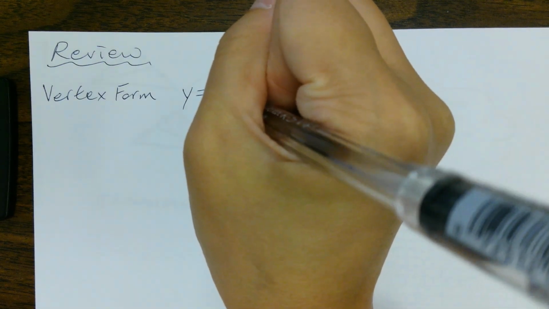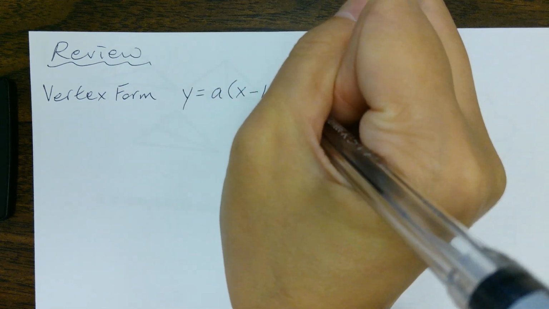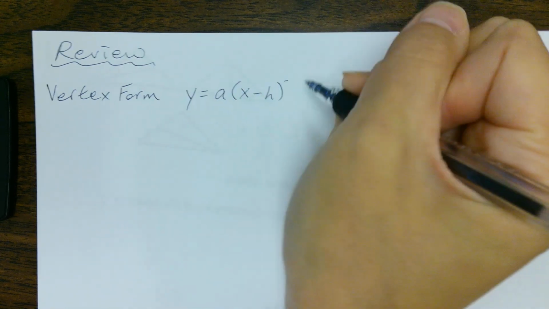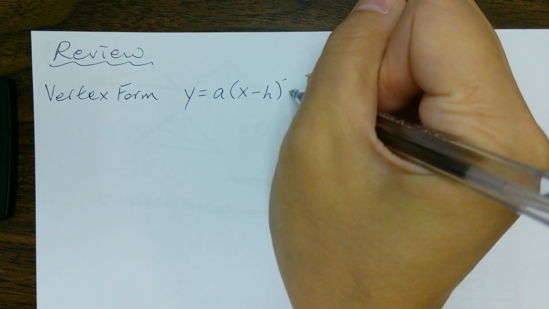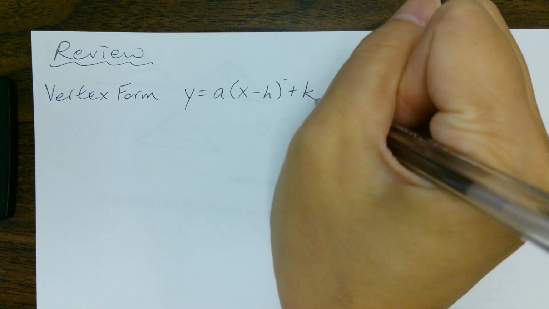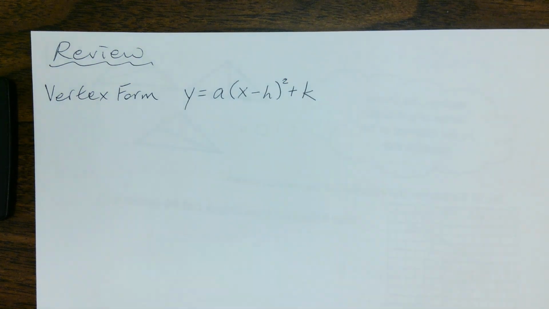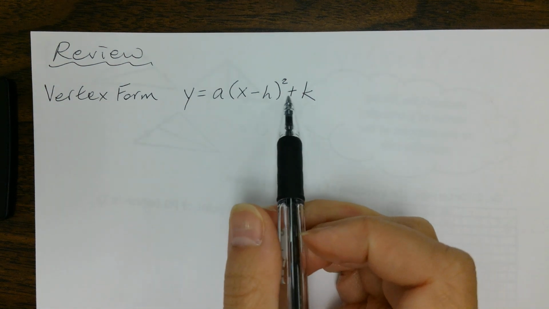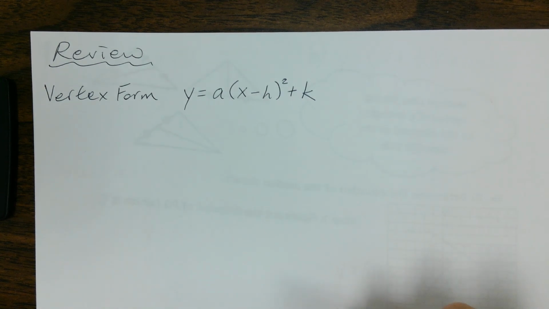Y equals a, bracket, x minus h, bracket, squared, plus k. Without that square, it's not a parabola. Without that square, it's a line. So parabolas have degree 2, remember.